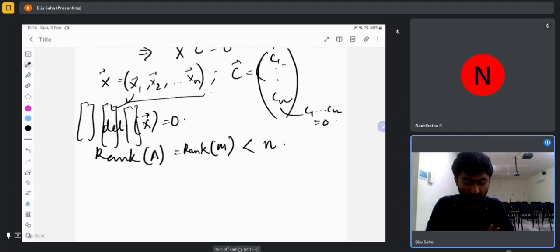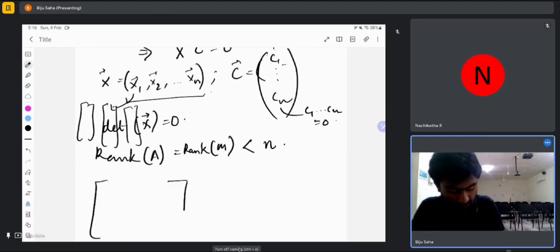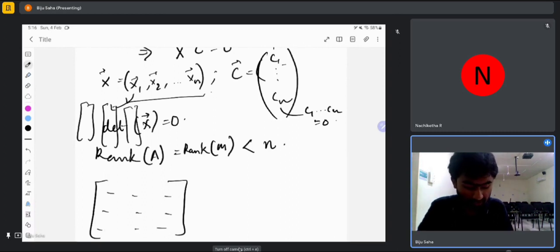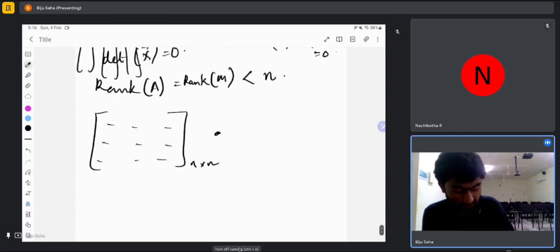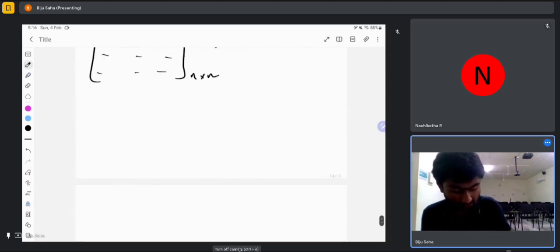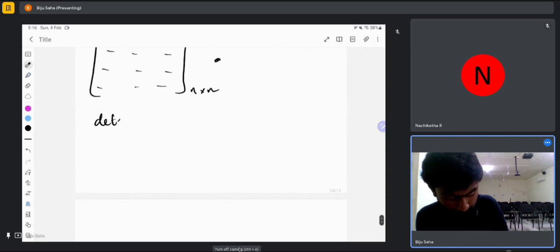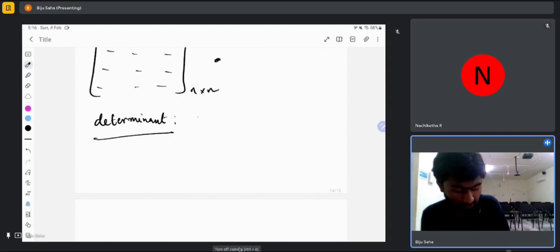So if I were to write it in complete matrix form, if each vector has n elements, that is an n cross n matrix. So the rank of the matrix should be less than n, the number of variables present, and from the method of determinant we can actually get the rank of the matrix. So that is obtained as follows.